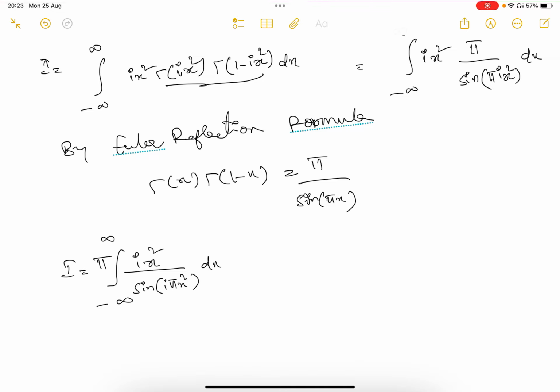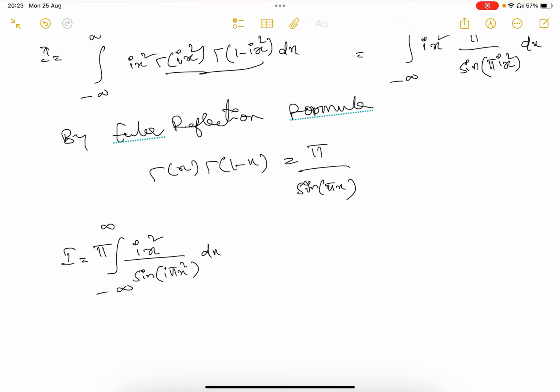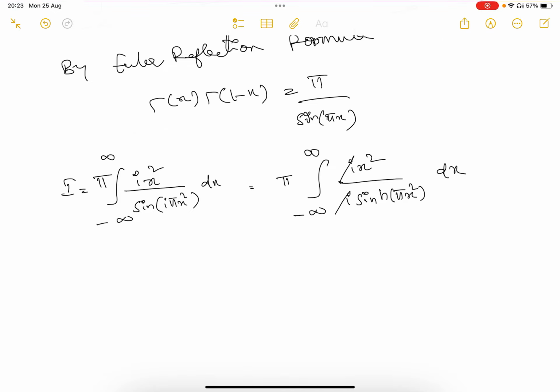As you know, sine of i pi x can be written in terms of hyperbolic functions. It will be pi into the integral from minus infinity to plus infinity of i x squared by i sine h of pi x squared dx. This i will get cancelled. So I is pi into the integral from minus infinity to plus infinity of x squared by sine h of pi x squared dx.